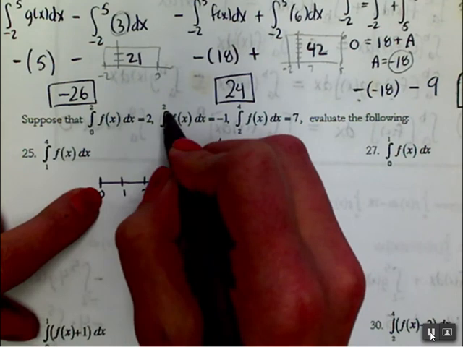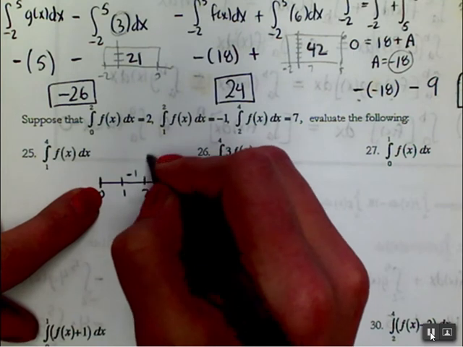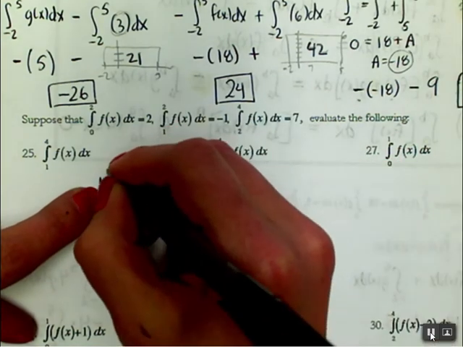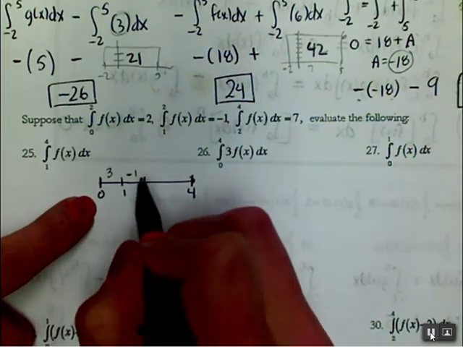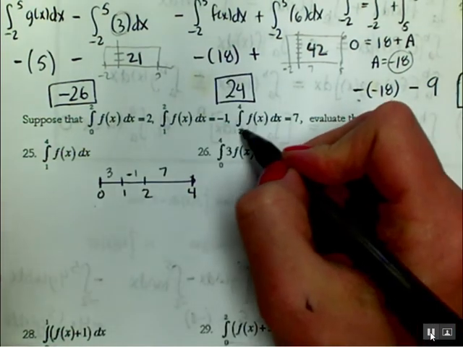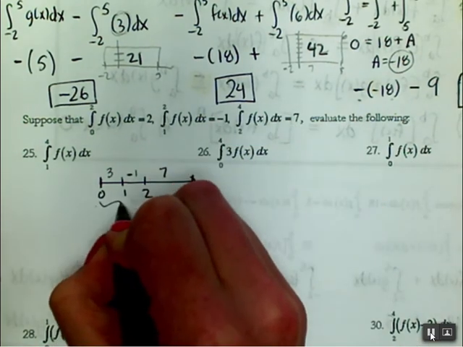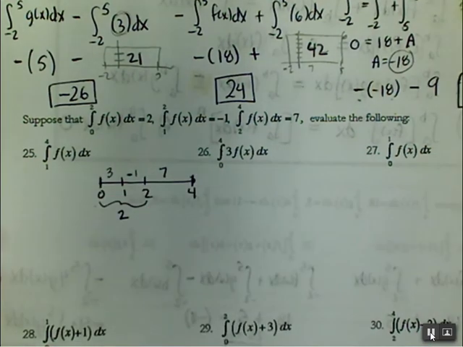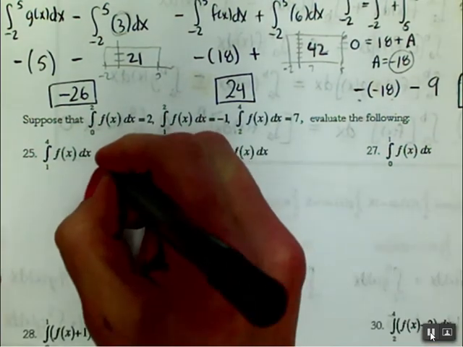Well, 1 to 2 is negative 1. But 0 to 2 is 2. Okay? Probably means this is 3 because 0 to 2 has to add up to 2. And 2 to 4 has to be 7. Okay? Right? That was the transitive property. That was property number 2, where I put all these little pieces together. 2 to 4 is 7. 1 to 2 is negative 1. But 0 to 2 is 2. That leaves me with 0 to 1 being 3.